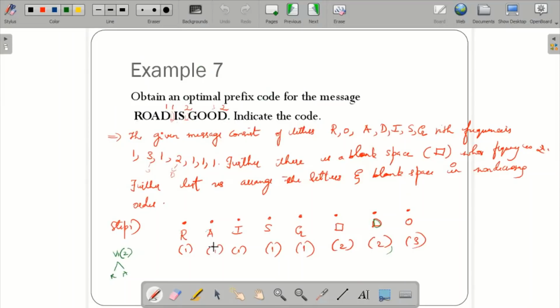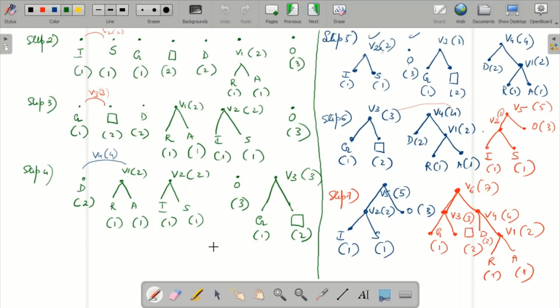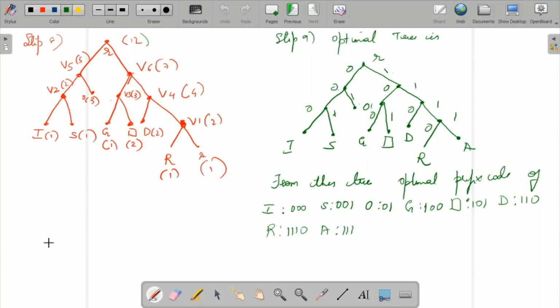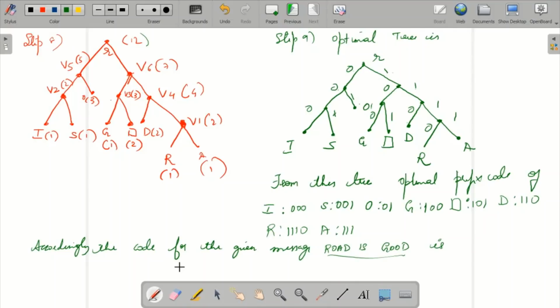So finally, we find the code for the message he has mentioned. Indicate the code for the message "Road is good". So for that you should write accordingly the code for the given message. For the given message, "Road is good", the code will be, write down there.